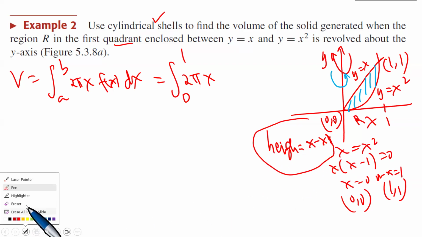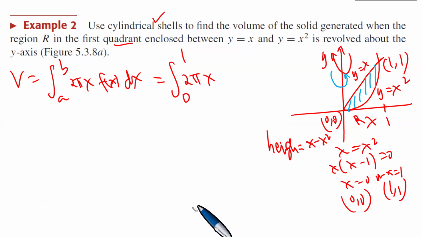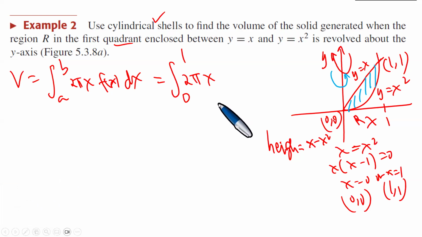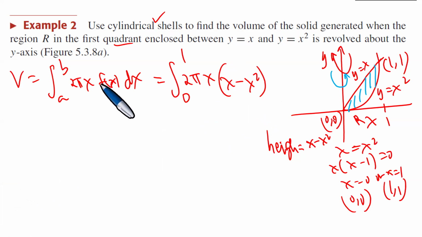This is the height. Top minus bottom, which is, what is the top? It's x minus x squared. So this gives us the f, which is the height. And then we put dx like this by the method of the cylindrical shells.